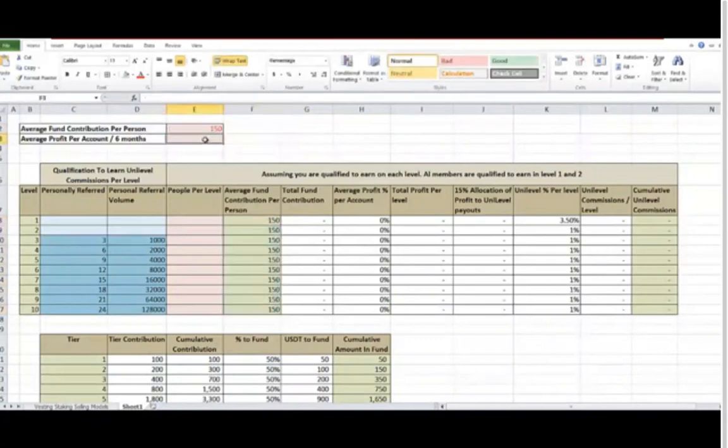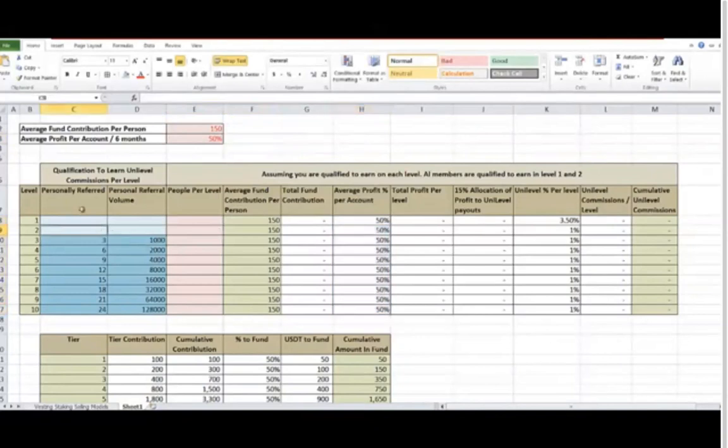You could then say, well, how much is the average profit per account over a 6-month period? So I'm going to be conservative and say 50%. So you can see it again populates that.